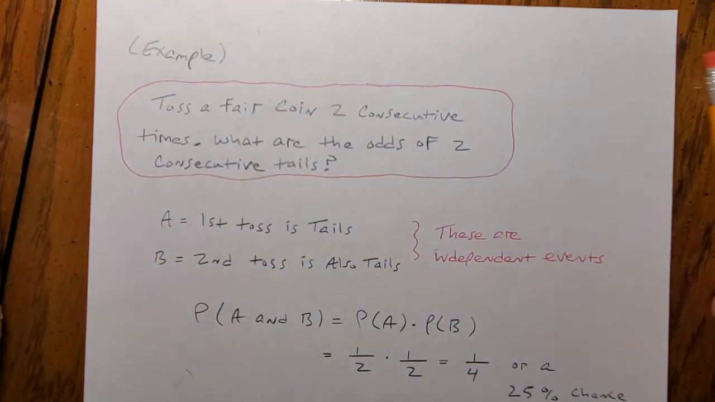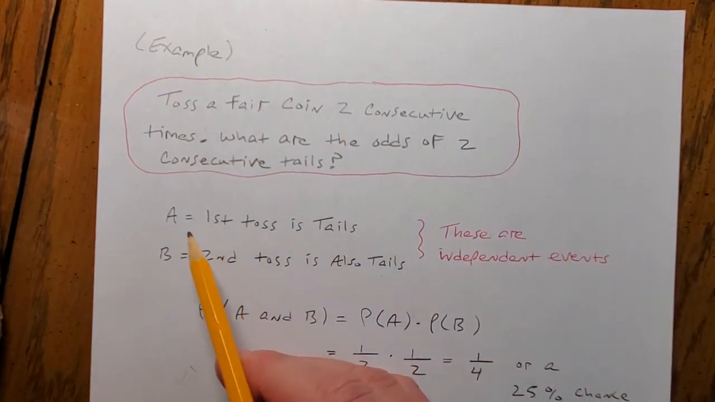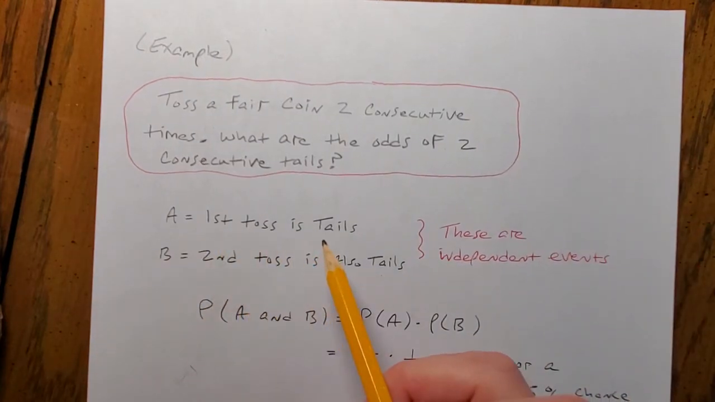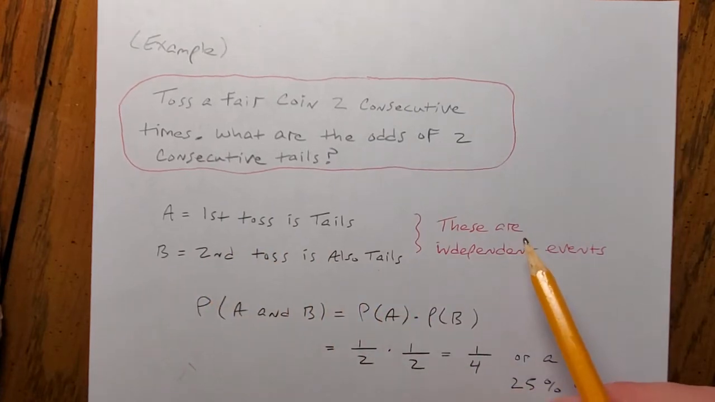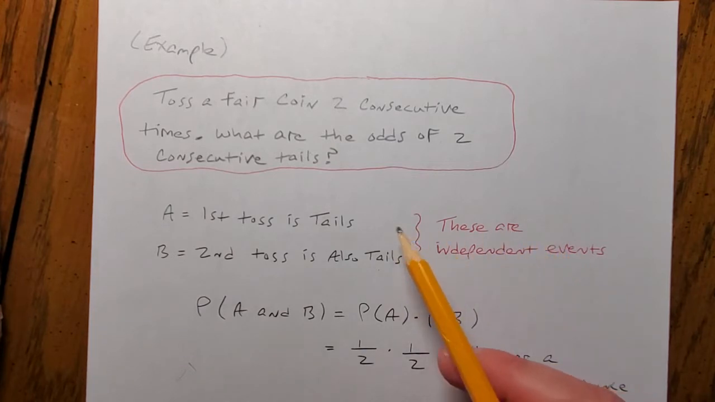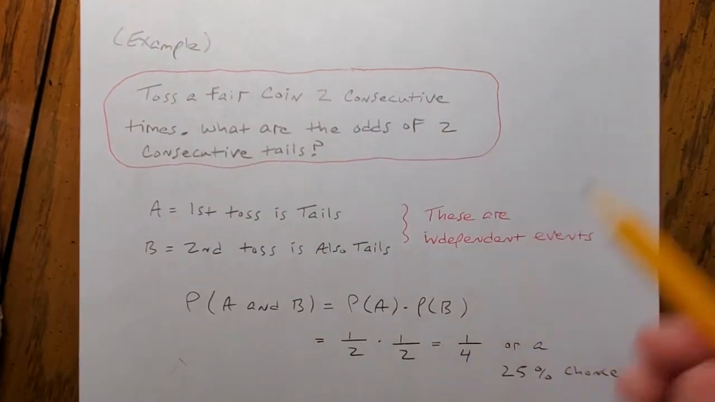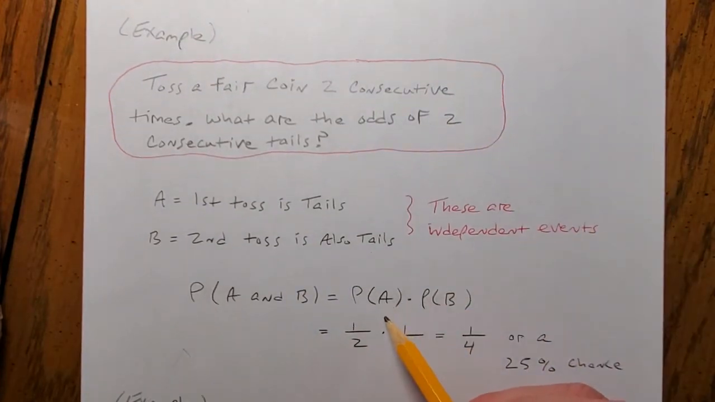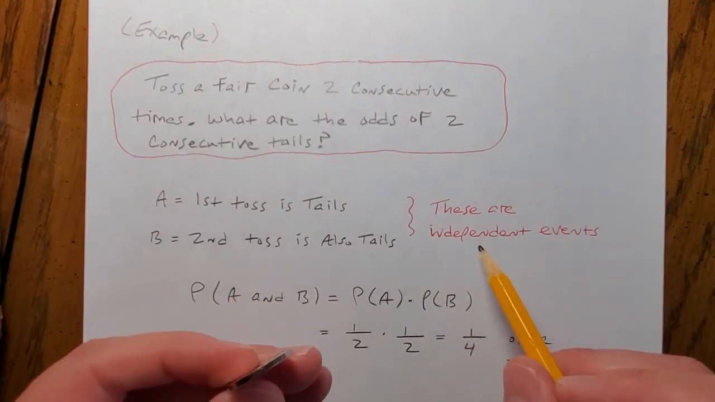All right, so I would frame this situation like this. Event A would be that the first toss is tails, and event B is that the second toss is also tails. Before we go any further, we need to think about whether these events are dependent or independent, because the way you do probability calculations on events occurring in sequence depends on that. Well, coin tosses would be independent, right?